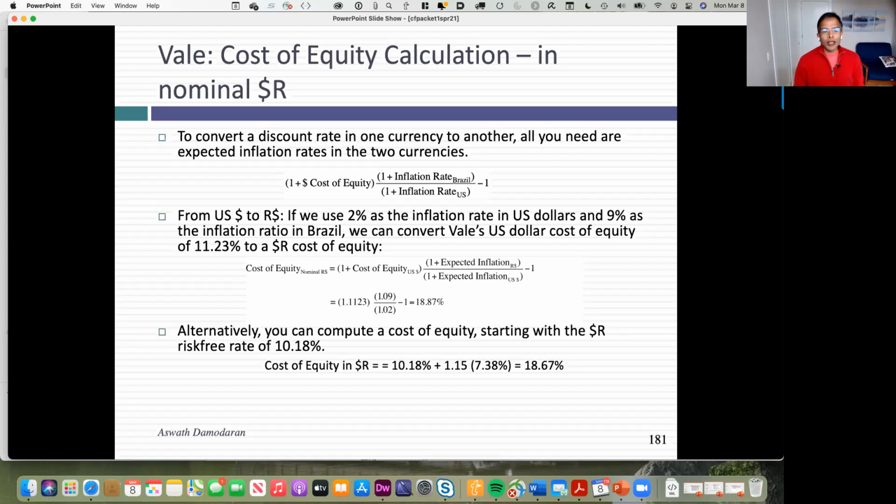So let's take Vale. I have dollar costs of equity for each of the businesses, right? But let's say I wanted to convert those dollar costs of equity into nominal real. Why? Because I'm working with the CFO who wants to work with reals. There are two ways we can do this. One is I can start from scratch and do the whole calculation all over again. But that's a lot of work. There's a much simpler way in which you can go from one currency to another.